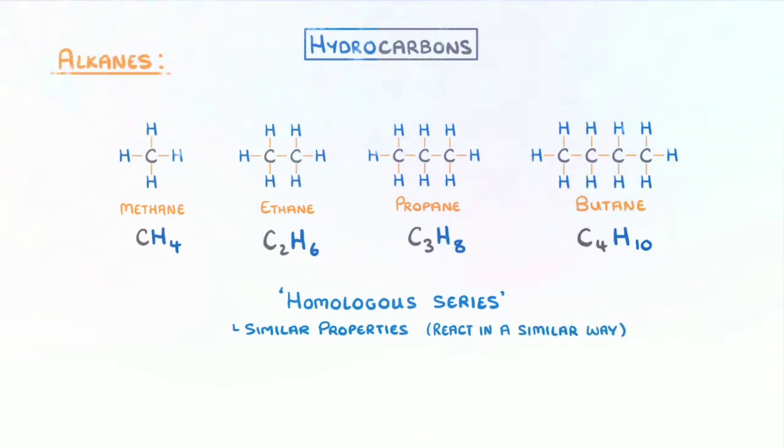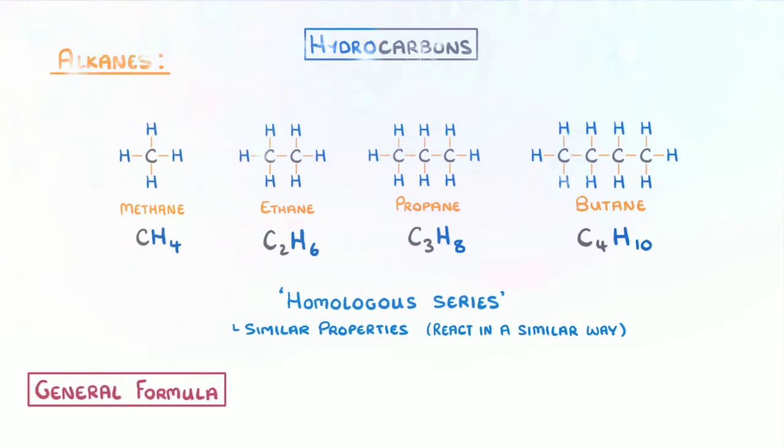It also means that we can write a general formula, which describes the entire series, and in the case of alkanes, the general formula is CnH2n+2. This might look a bit complicated, but all it means is that if the compound contains n carbon atoms, then it will contain 2 times n plus 2 more atoms of hydrogen.